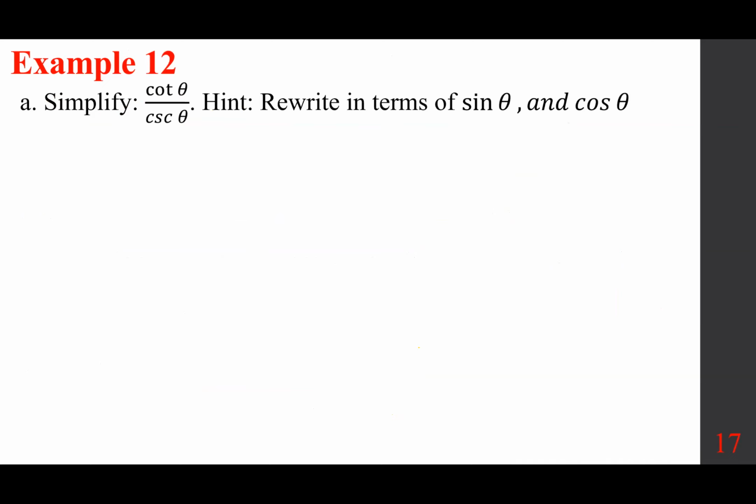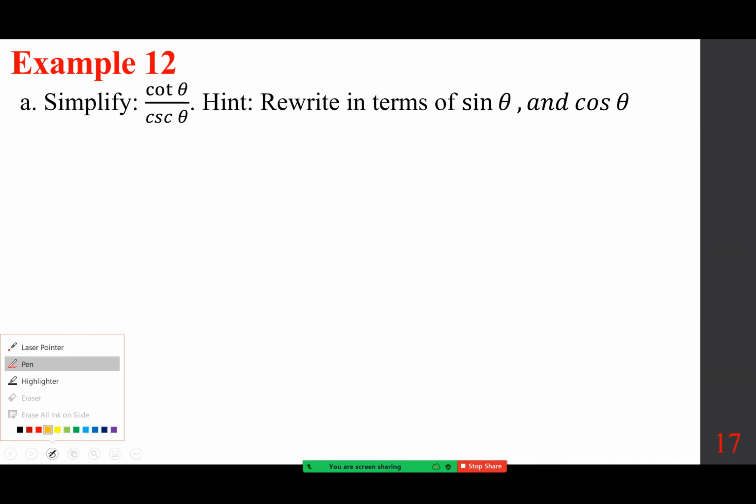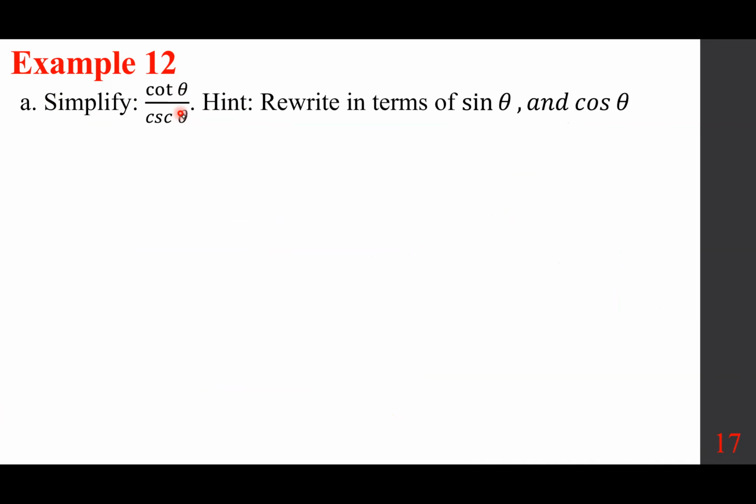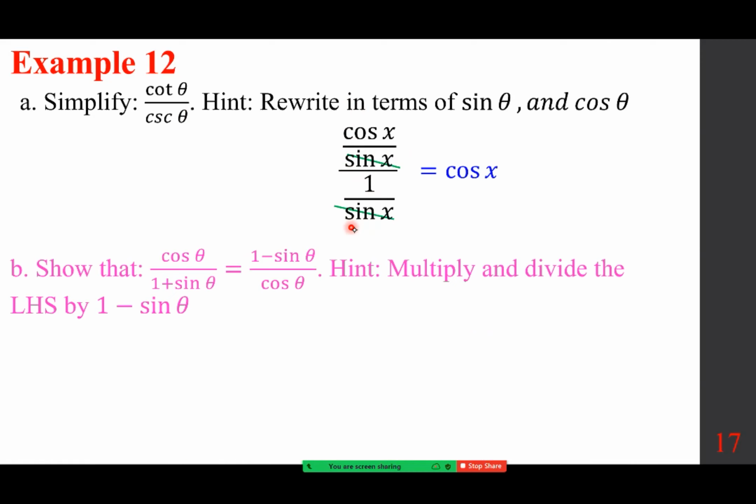We want to simplify cotangent over cosecant. There is a hint, even without the hint. Normally, one easy way is to write everything as functions of sine and cosine. So cotangent becomes cosine over sine. Cosecant becomes 1 over sine. You can do the extremes over the means, or just drop the sine x, and you get cosine x over 1, which is cosine x.